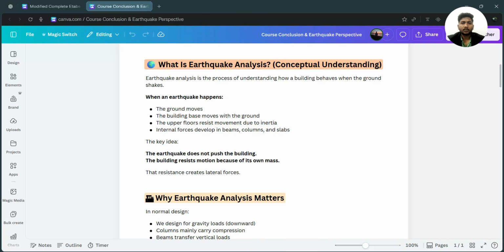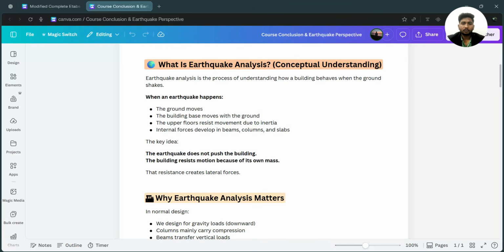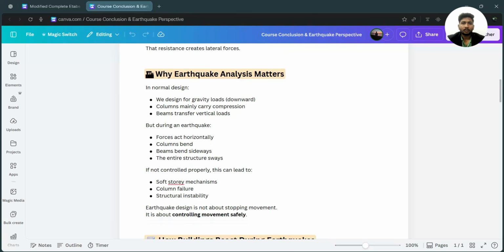Internal forces develop in the beam, the column and the slab. And the key idea is that the earthquake does not push the building. The building resists the motion because of its own mass. That resistance creates the lateral force.